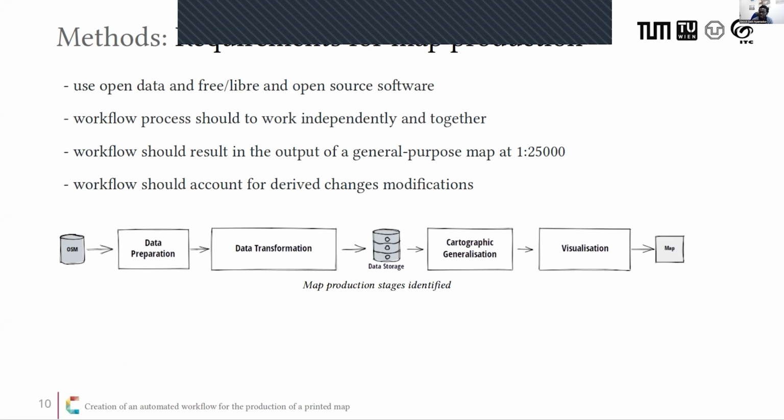At the end, the map should be at a 1:25,000 scale, and the workflow should account for derived changes, so that when I take the data from OpenStreetMap and modify it, and there are new changes in OpenStreetMap, I can have this data.